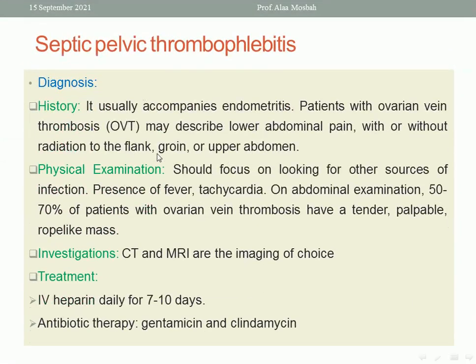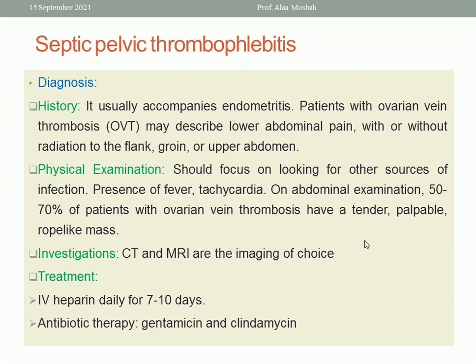There is an example of septic pelvic thrombophlebitis like ovarian vein thrombosis, usually following endometritis, and the patient complains of lower abdominal pain with or without radiation to the flank, groin, or upper abdomen. Physical examination, looking for the source of infection.